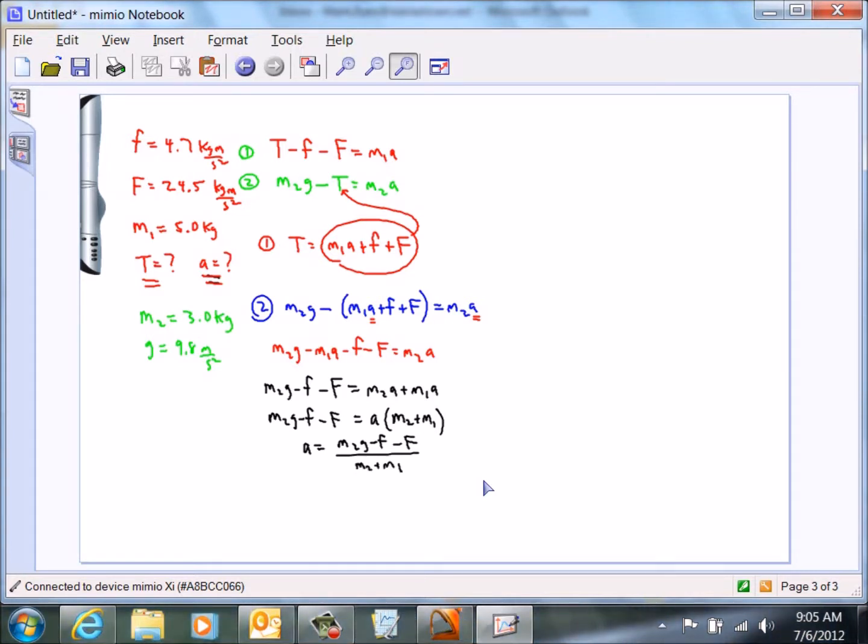And now I'm ready to plug in numbers, because the only thing I don't know there is a, and that's what it's solved for. That's one way of getting one of the unknowns. But let me show you a way that I think is a little bit easier than that, a little bit less work.